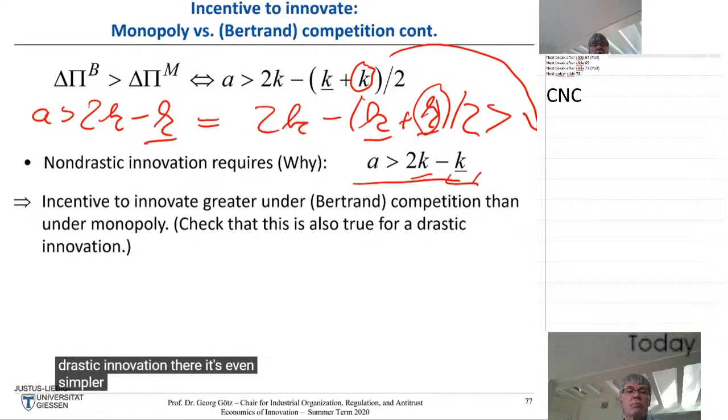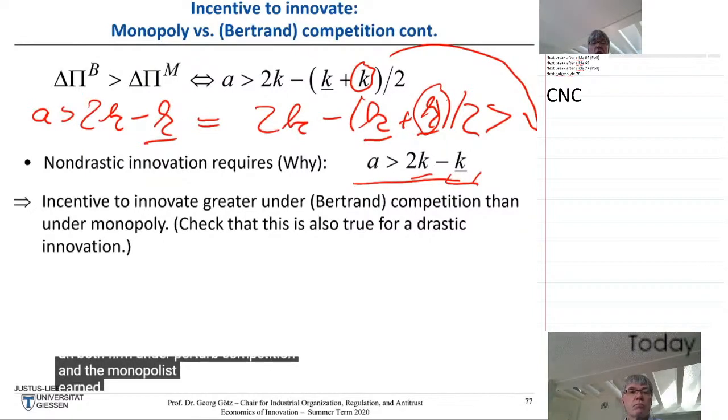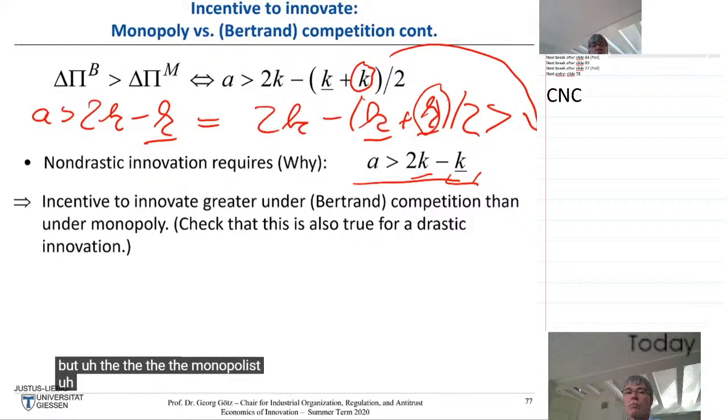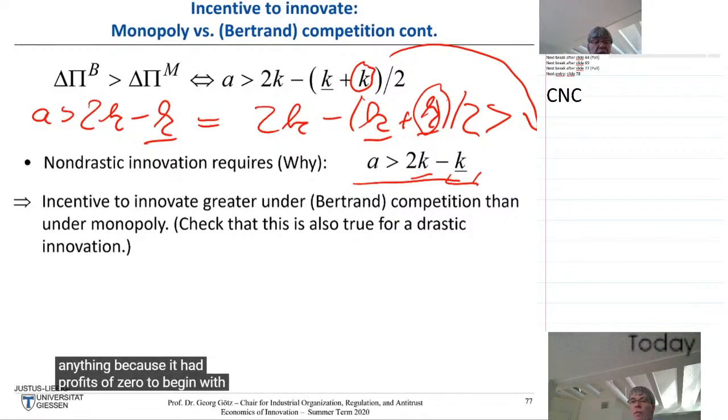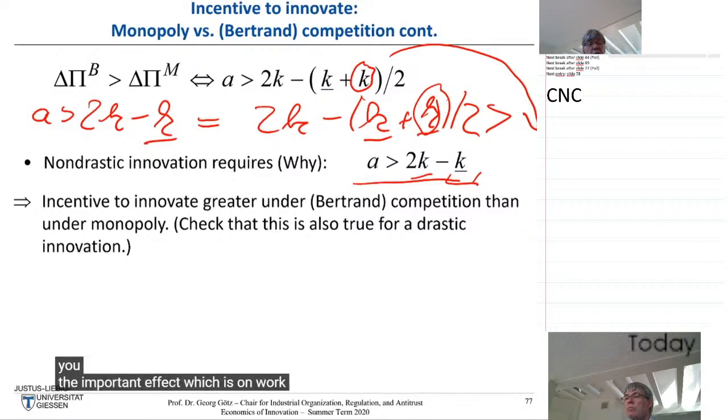There it's even simpler, because in the drastic innovation, both the firm under Bertrand competition and the monopolist earn the monopoly profit afterwards. But the Bertrand firm doesn't lose anything because it had profits of 0 to begin with, whereas the monopolist made some profit previously. Okay, and this already explains to you the important effect which is at work here.